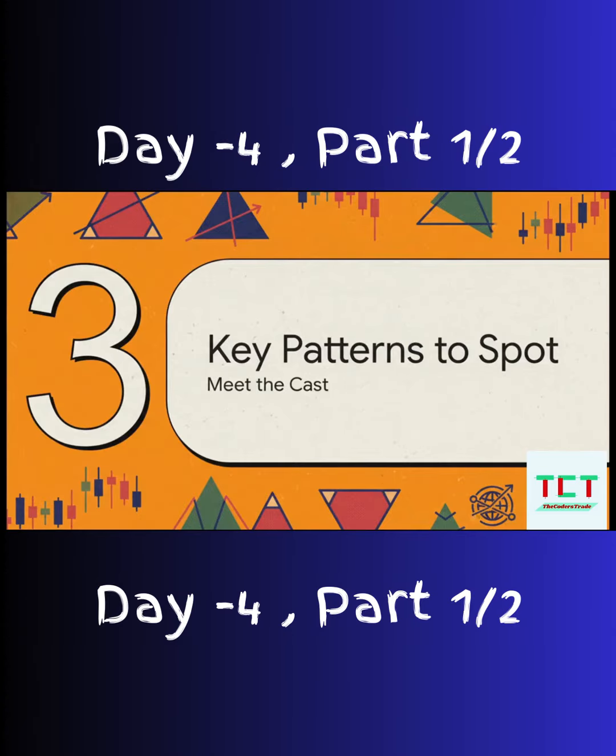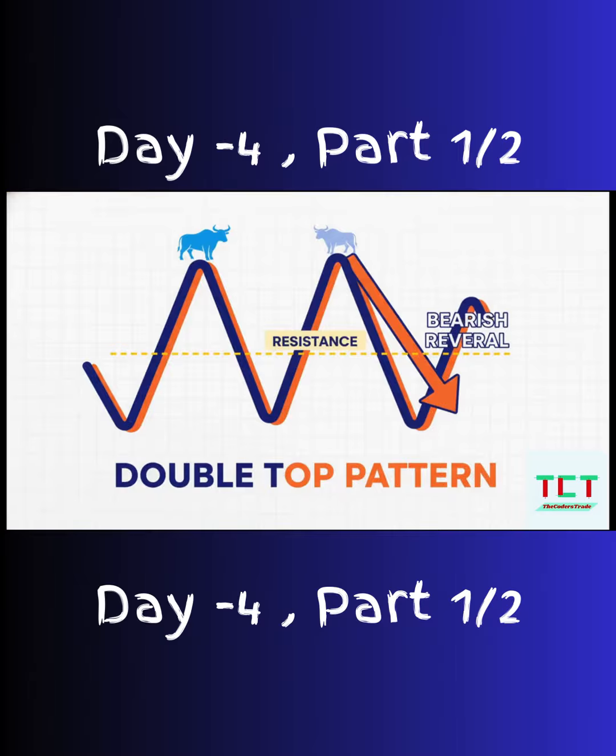Okay, so now that we know the main plot lines, let's meet the cast of characters. We're going to walk through some of the most common and recognizable patterns you'll see on the charts. First up, we've got the double top. It looks just like the letter M, and it's a classic bearish pattern. That means it suggests prices are getting ready to head down.